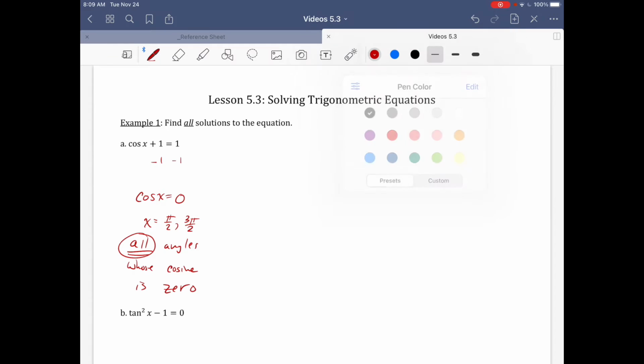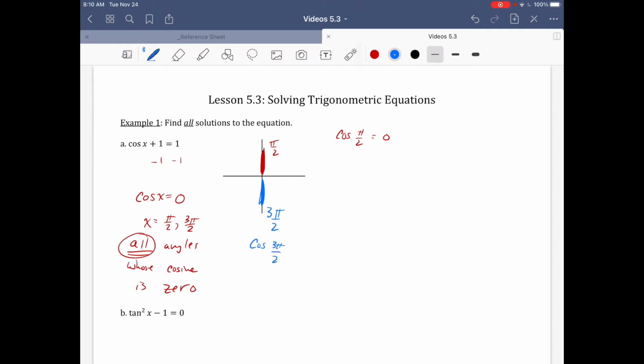So there's a couple ways of finding all angles whose cosine is 0. And the first of which is going to be to think about coterminal angles. So let's think about the angle pi over 2, and let's think about the angle 3 pi over 2. We can remember that the cosine of pi over 2 is 0. Easy peasy. We can remember that the cosine of 3 pi over 2 is 0. That's satisfying the original equation here.